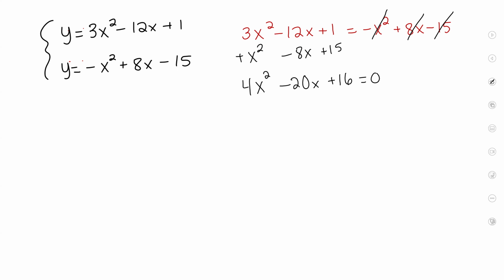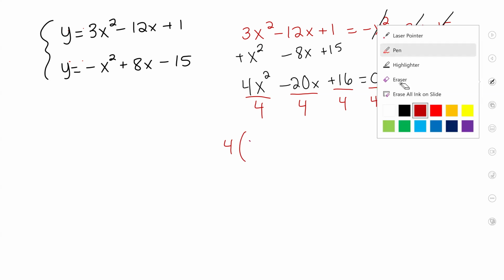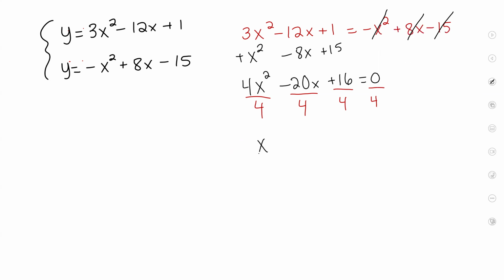Go ahead and solve using your method of choice. You can do factoring or the quadratic formula. No matter which method you choose, I suggest that you divide all of these by the greatest common factor. Which one would that be? Yes, you should divide all of these by 4. So you divided it all by 4. So you have x squared minus 5x plus 4 equals 0.